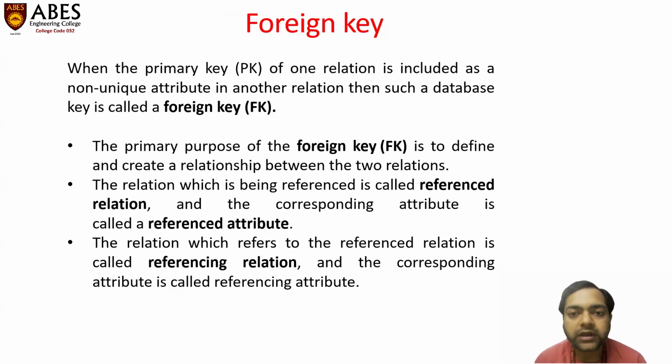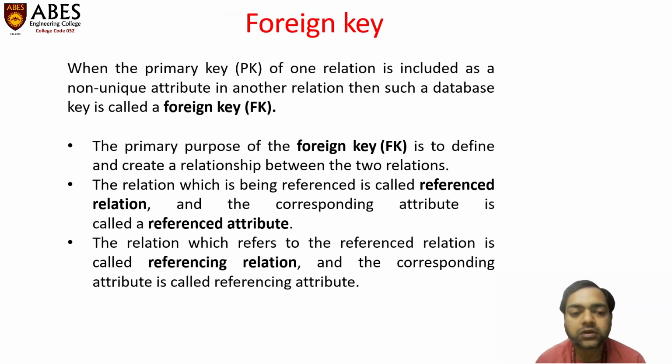Now we'll talk about the foreign key. When we discussed the need and the properties of keys, we noted a property that it can help to establish a relationship between tables, right? This is done with the help of a foreign key. A foreign key is used to combine or establish a relationship between tables. When the primary key of one relation is included as a non-unique attribute in another relation, then such a database key is called a foreign key.